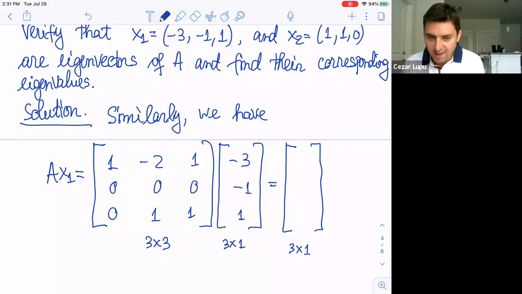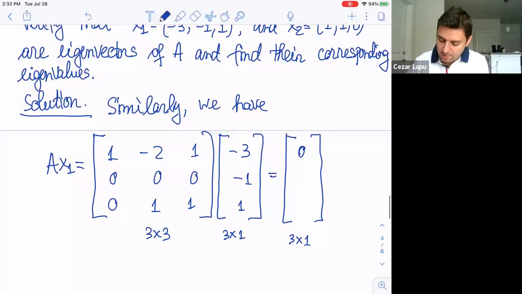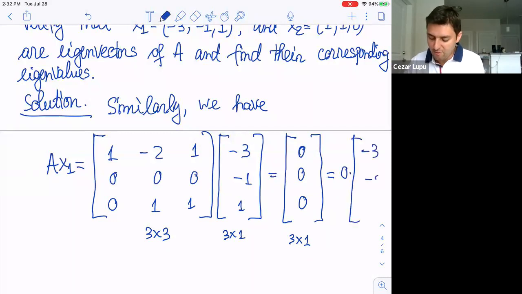Are you sure, Andy? Let's see. I see Blair got something. Let's see somebody else. Andy, okay. Angel, okay. So at this point, this is 0, 0, 0, right? It's a 0 vector. And now the question is, can I write this as 0 times negative 3, negative 1, negative 1, right?